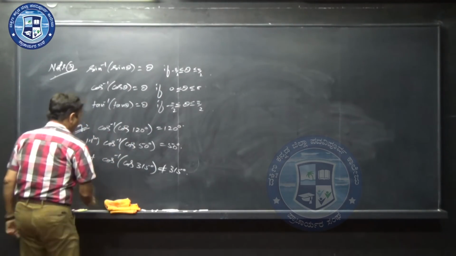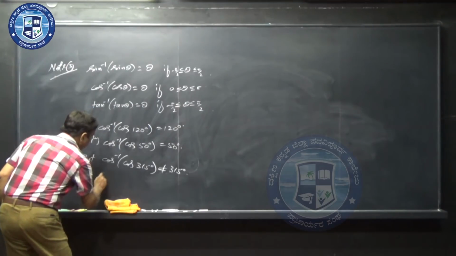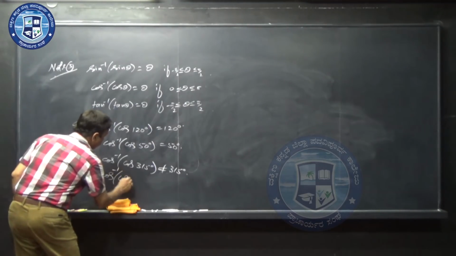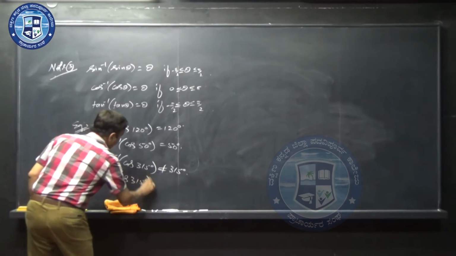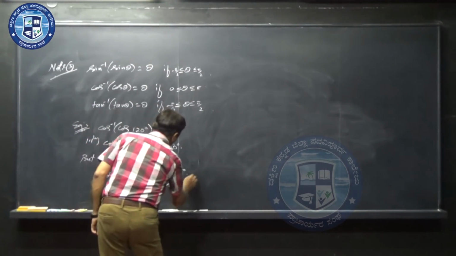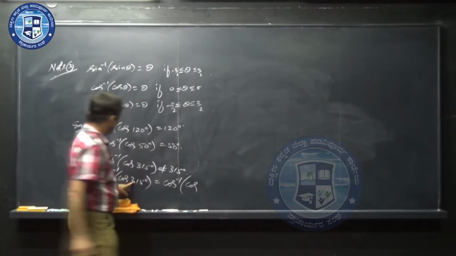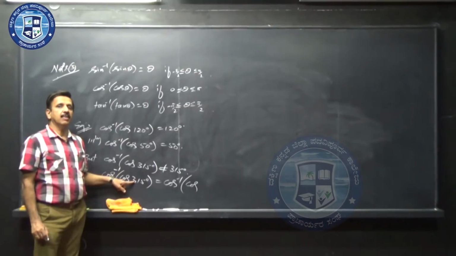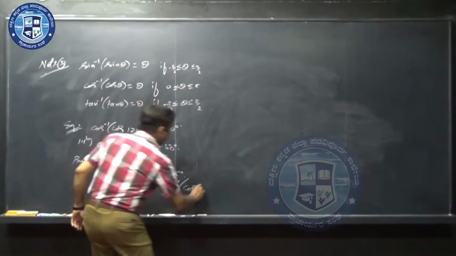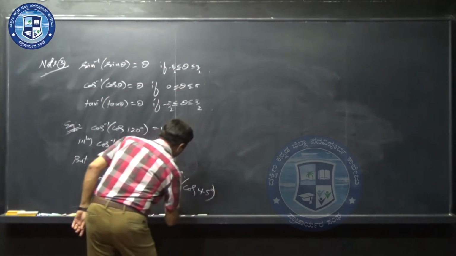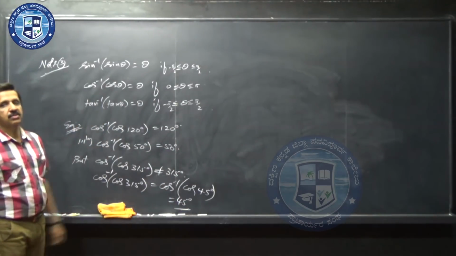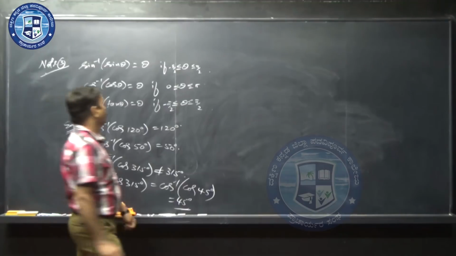So, how are we going to analyze? See here, cos inverse of cos 315 degree: cos 315 is cos of 360 minus 45, and cos of 360 minus 45 is cos 45. The answer is 45 degree, not 315 degree. The principal value is 45 degree.